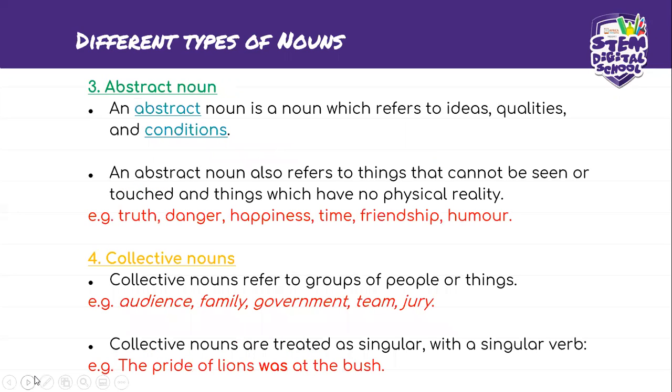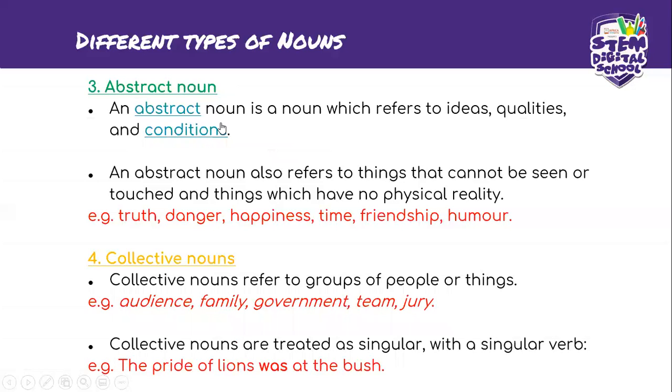Okay, number 3, we have the abstract noun. This one is a bit challenging to explain, so please do bear with me. If you do not understand, you can ask, or if there is anyone who has a way of explaining the abstract noun, you can raise your hand and I'll give you a chance to try to explain to everyone in a way that could be easier for them to understand.